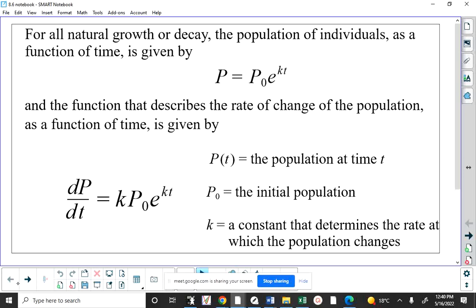Anyway, in this formula, P equals P sub 0 times e to the kt. P sub 0 is the original population, or the initial population at time 0. e is the natural base. It's a constant. t is a variable. t is a variable, P is a variable.